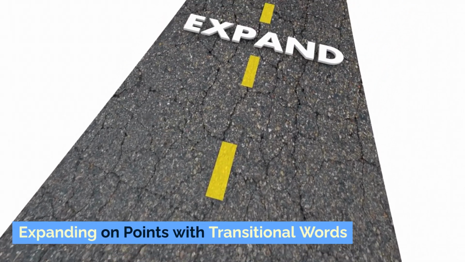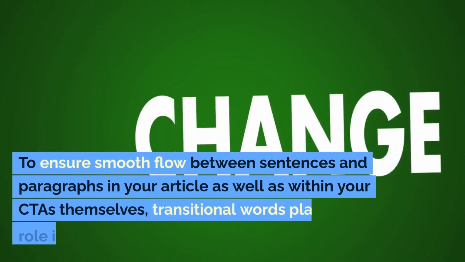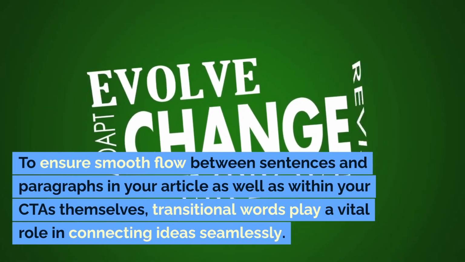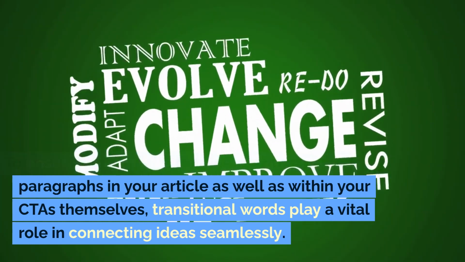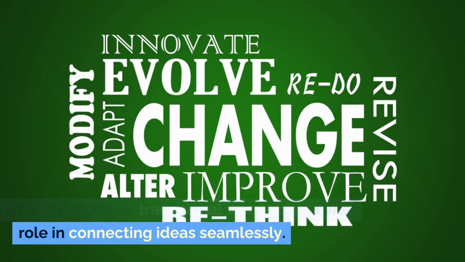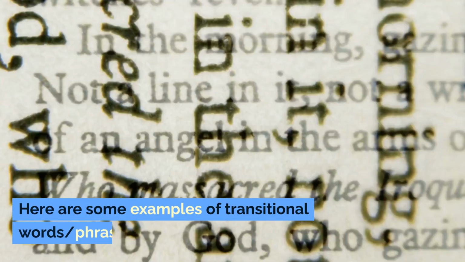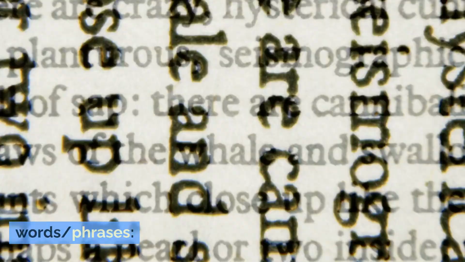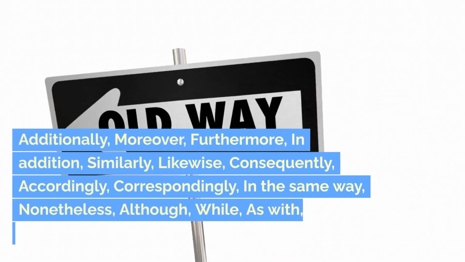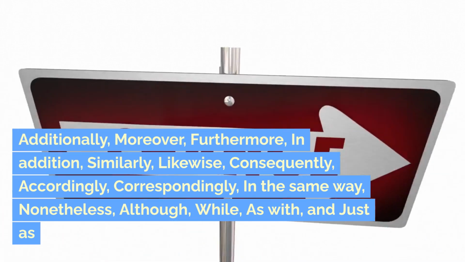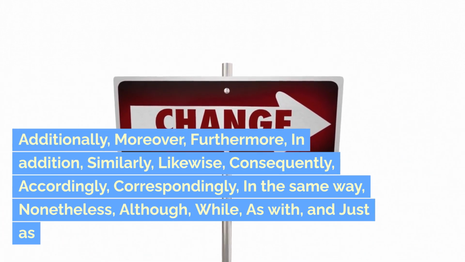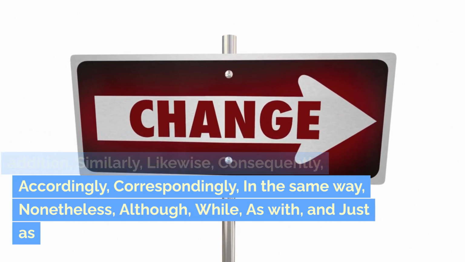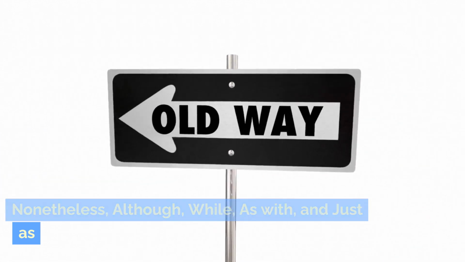Expanding on points with transitional words. To ensure smooth flow between sentences and paragraphs in your article as well as within your CTAs themselves, transitional words play a vital role in connecting ideas seamlessly. Here are some examples of transitional words, phrases. Additionally, moreover, furthermore, in addition, similarly, likewise, consequently, accordingly, correspondingly, in the same way, nonetheless, although, while, as with, and just as.